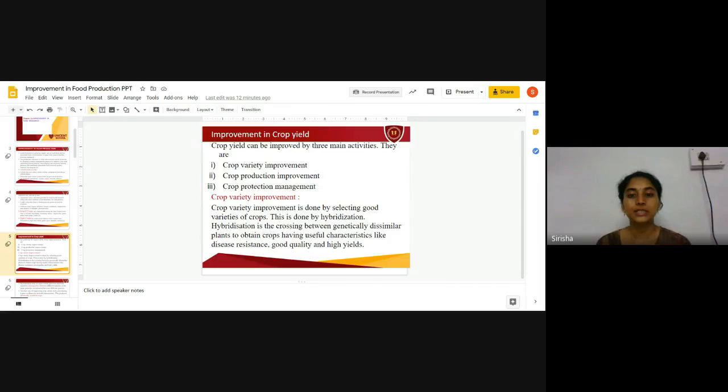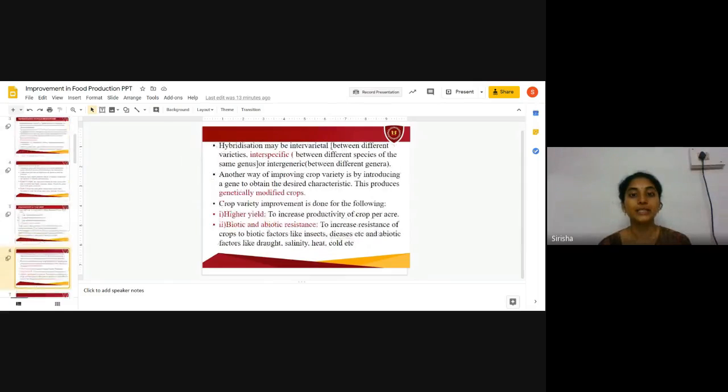Crop variety improvement is done by selecting good varieties of crops. First thing we will do is select the good variety of crops. This is done by hybridization. Let us see what is meant by hybridization. Hybridization is a crossing between genetically dissimilar plants. There are two dissimilar plants, entirely different from each other, to obtain crops having useful characteristics like disease resistance. The offspring should have disease resistance and good quality, and it should also provide high yields. This is about crop variety improvement.